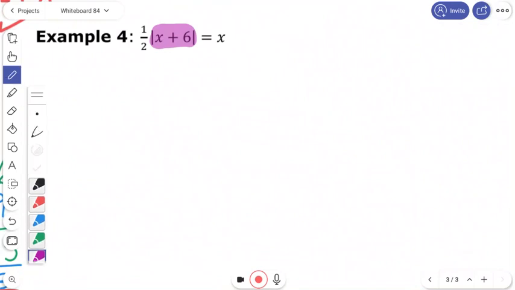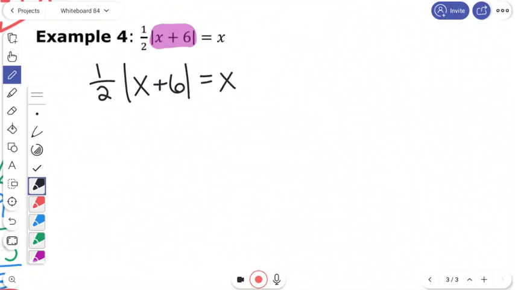And anytime you want to get rid of a fraction, all you need to do is multiply by the reciprocal. Take the 1/2 and flip it. So I'm going to rewrite it right here so I have space. We have 1/2 absolute value x plus 6 equals x. So I need to multiply the left side of my equation by 2/1, or just 2. Whatever I multiply the left side by, I have to multiply the right side by.